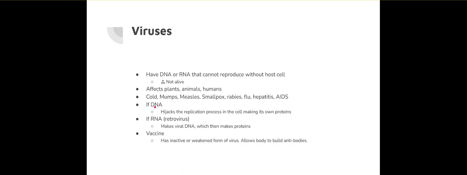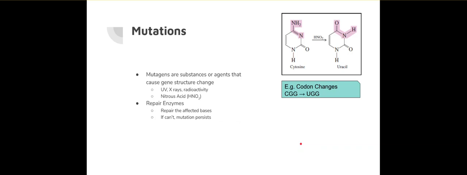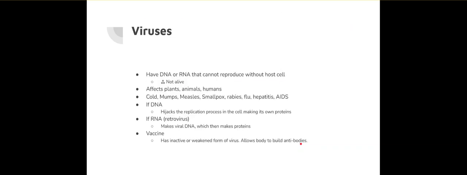If the virus has DNA, then it hijacks the replication process that we just looked at in order to make its own proteins. And if the virus has RNA, this is called a retrovirus, and it makes viral DNA, which then makes proteins. AIDS is an example of a retrovirus. Vaccines have inactive or weakened forms of the virus, and this allows the body to build up antibodies to fight them off.